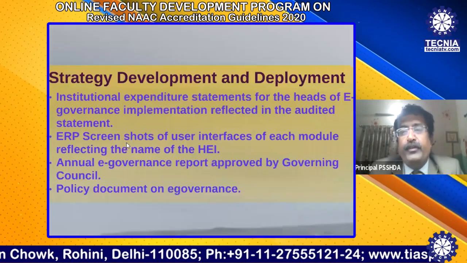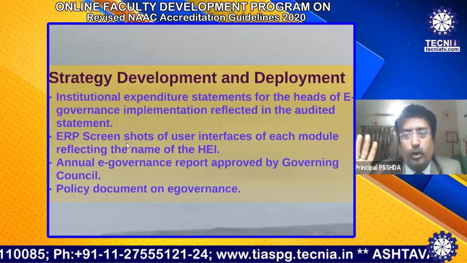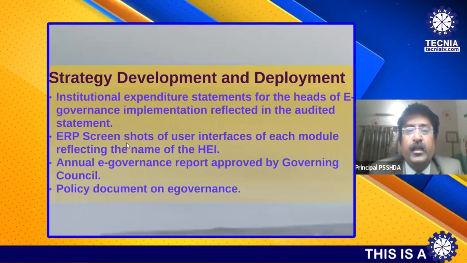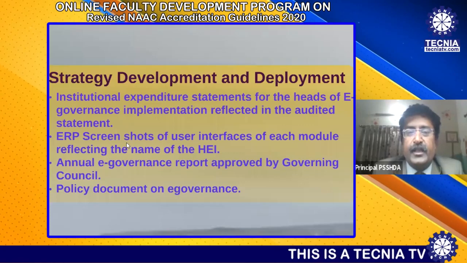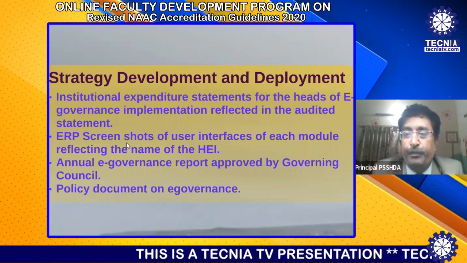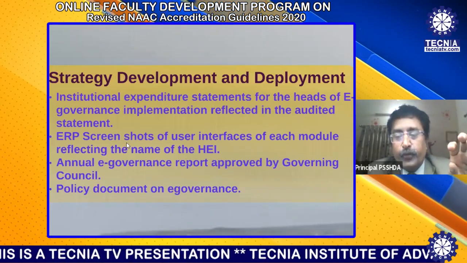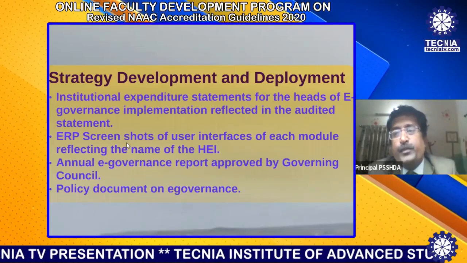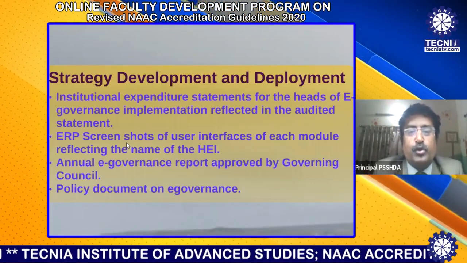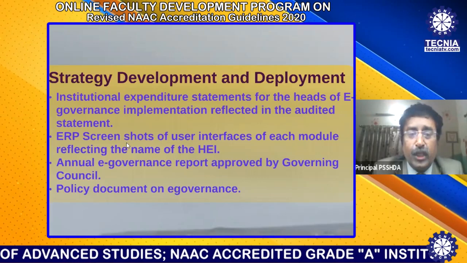Now, which documents do we need to keep ready before filling up the criterion number 6 format? First, I say, vision and mission you need to keep ready. For the second key indicator, strategy development and deployment, you must have your expenditure statement, and in the expenditure statement, whatever schemes you have implemented, you have to highlight where you have incurred expense, showing the expense of various activities that you are conducting on the basis of your vision and mission. So first, the institutional expenditure statement with various kinds of heads must be ready that reflects this.